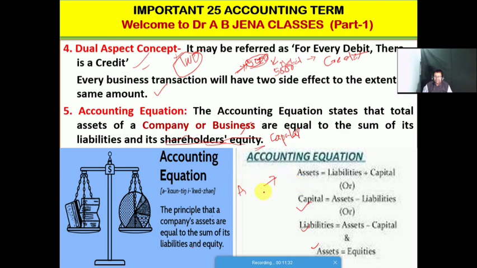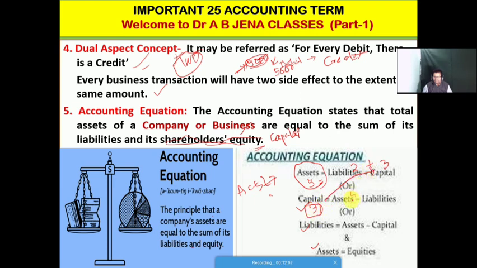Let's take an example. Suppose assets is 5 lakhs, liability is 2 lakhs, capital is 3 lakhs. So here assets is 5 lakhs. How will assets be 5 lakhs? Liability is 2 lakhs plus 3 lakhs capital, so 3 lakhs plus 2 lakhs is equal to 5 lakhs. So how much will the capital be in this example? Capital is 3 lakhs as per our example.